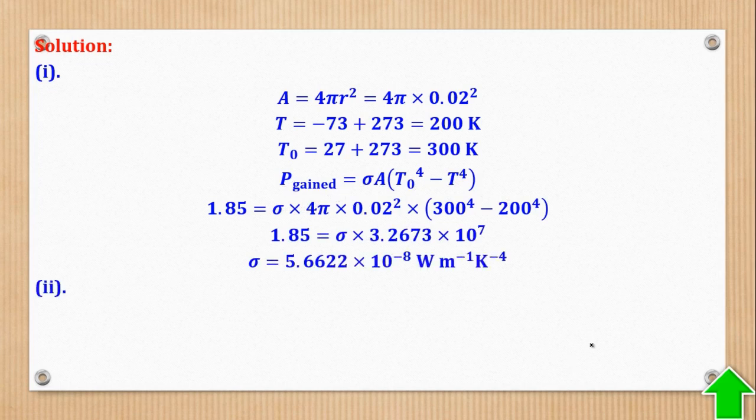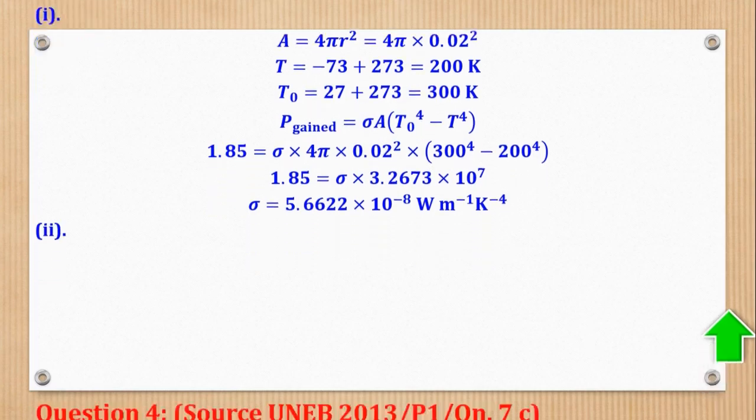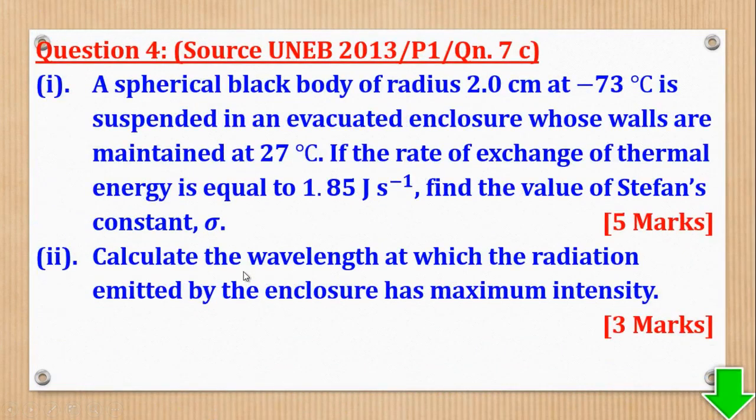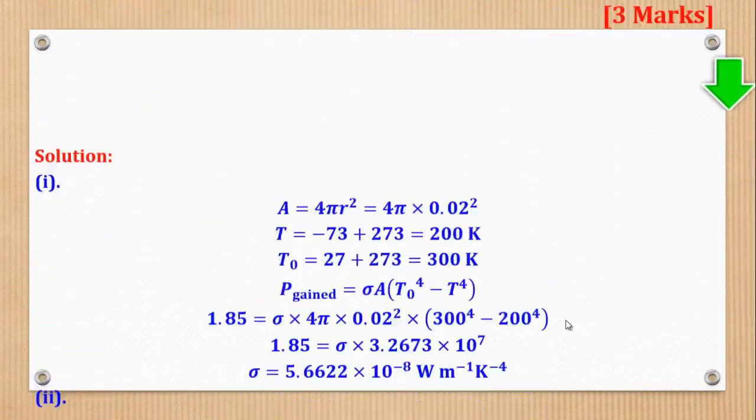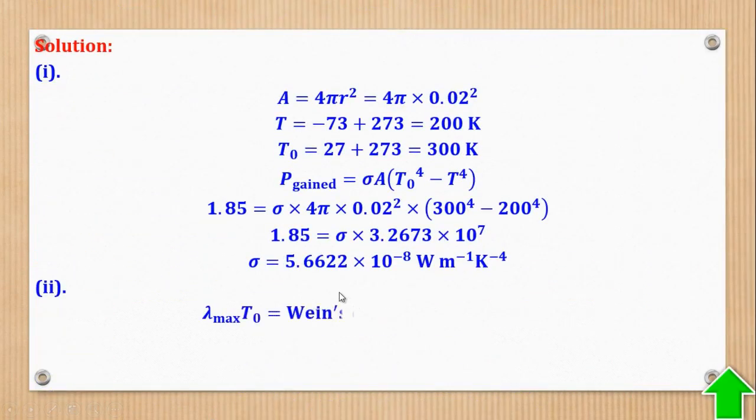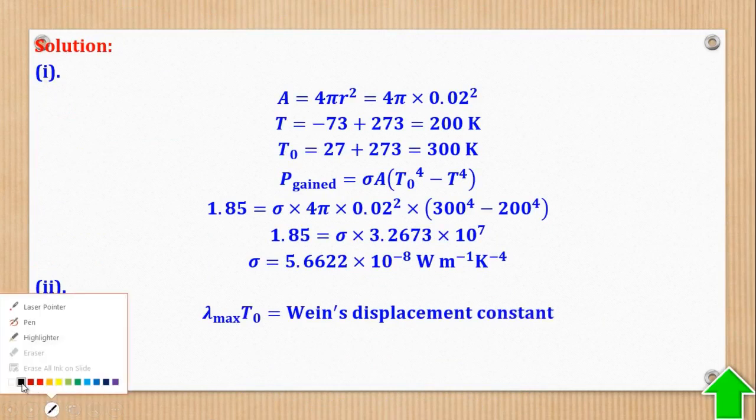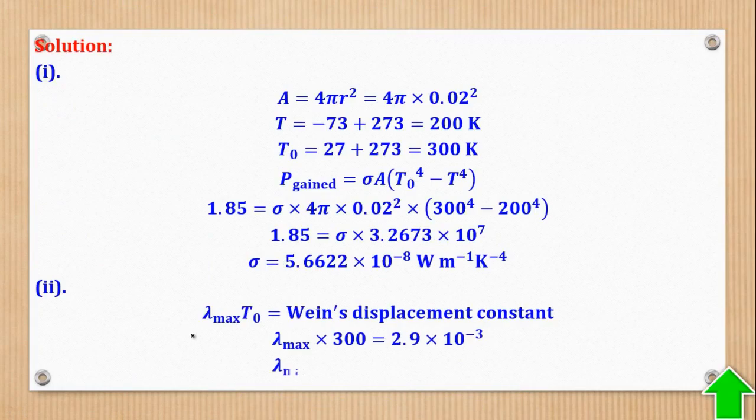Then for Roman 2, they wanted to calculate the wavelength at which the radiation emitted by the enclosure has maximum intensity. So from Wien's law we have that, then you substitute and get lambda max.